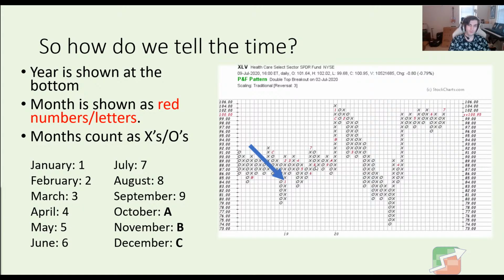Here, we had August. August was 1, 2, 3, 4, 5, 6, 7, 8, 9, 10, 11, 10. So it was 10 boxes and 1, 2, 3 reversals, all in August. So there was a lot of stuff happening in August.